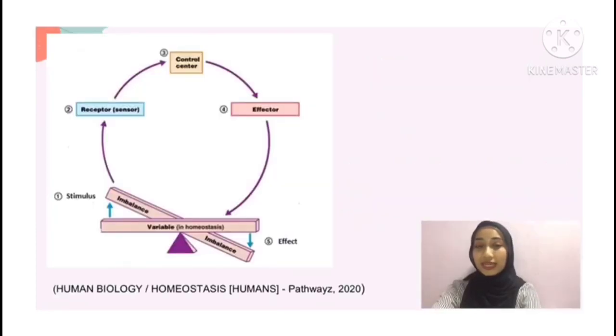From this figure, we can simply explain how homeostasis is working. When our body is at a normal state, it is in a balanced state of homeostasis. After that, when there are changes in the temperature of our body, it will be detected by the receptor or the sensor. This information will be sent to the control center, which is basically the brain. Then, the control center will send the information to the effector to respond to the changes. This response will give feedback to influence the magnitude of the stimulus to return back to homeostasis.